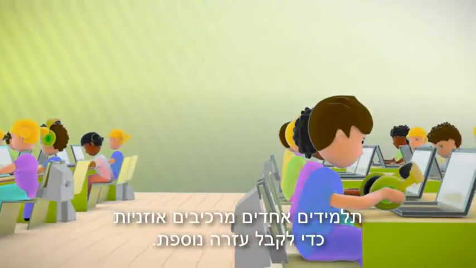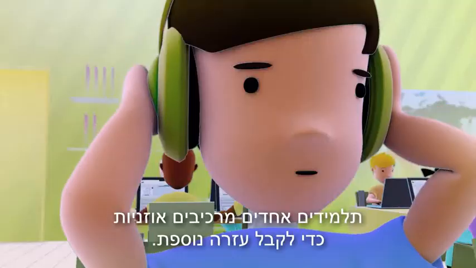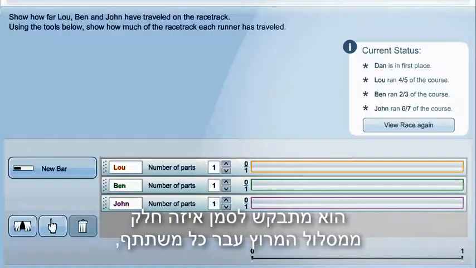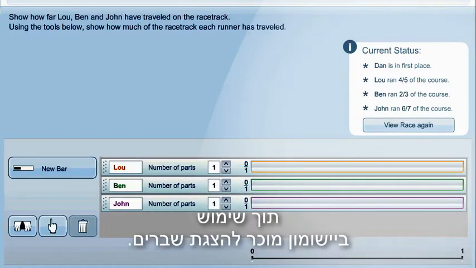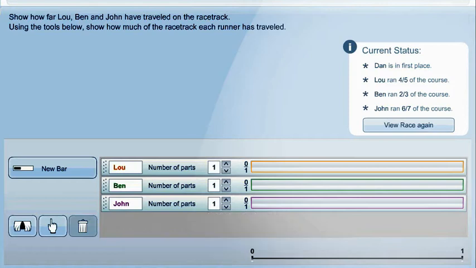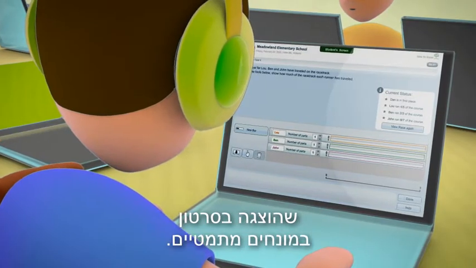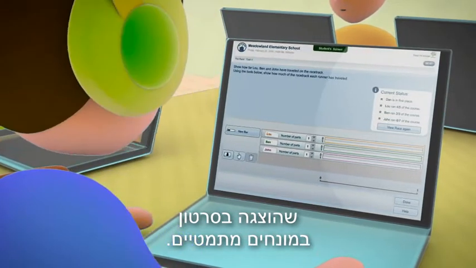Some students have put on earphones to get additional help. Let's see how Tony is doing. He is asked to indicate what part of the whole racetrack each runner has run, using a familiar fraction applet. The interactive applet helps Tony reconstruct the real-life problem presented in the clip in mathematical terms.